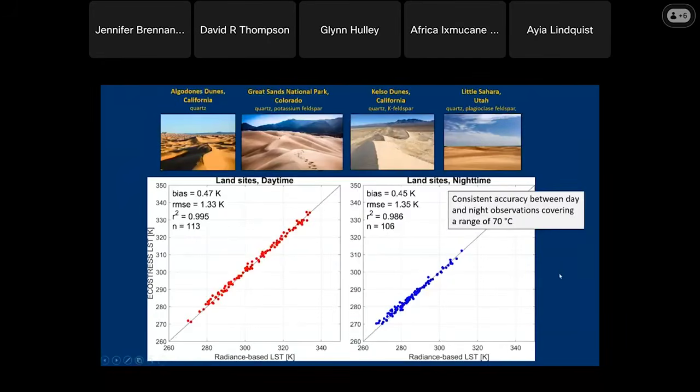Over hotter targets, such as our pseudo-invariant sand dune sites, these include a wide range of different sites covering a lot of different types of minerals across the southwestern US. Now you can see our temperature ranges all the way from 270 degrees upwards to about 340 degrees. And although we have a larger uncertainty, likely because of their higher temperature range, it generally falls between about 1 and 1.5 degree, while our biases and our accuracy in general still remain pretty good, less than about 0.5 degree Celsius. So those are the types of errors that you can expect when, in general, looking at ECOSTRESS land surface temperature data.